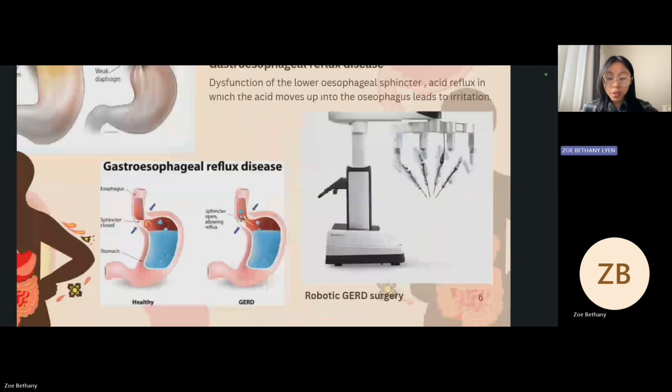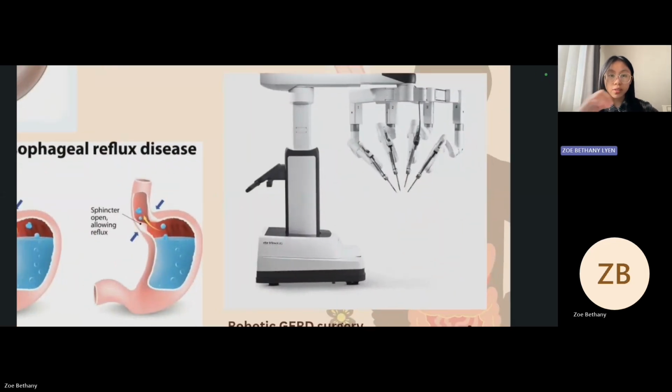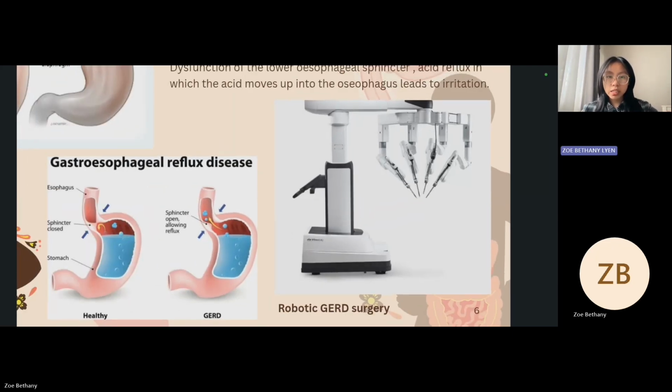As you can see in the picture on the far right, this is the advanced technology used for the treatment of GERD. It is called robot-assisted Nissen fundoplication using the Da Vinci surgical robot. In this procedure, the upper part of the stomach is wrapped around the lower esophagus to strengthen the LES and prevent reflux from occurring.